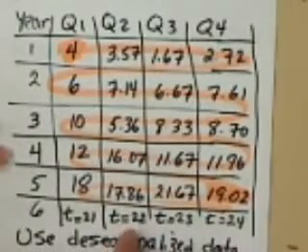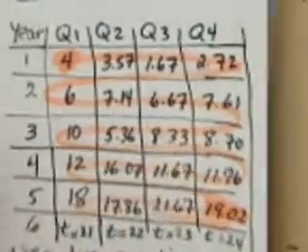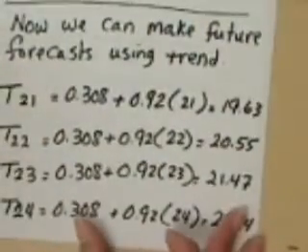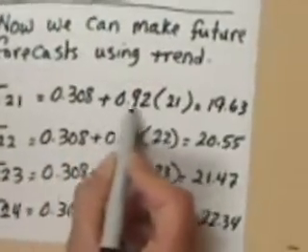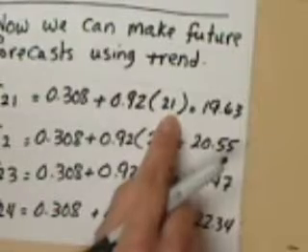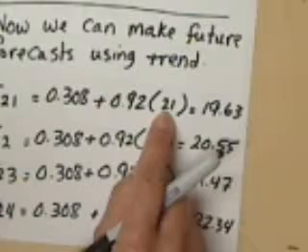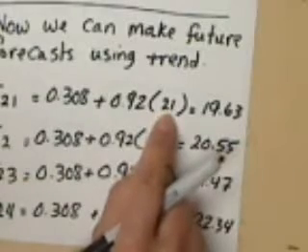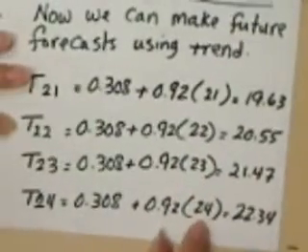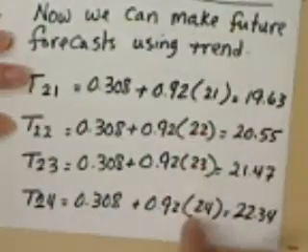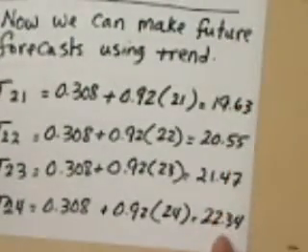This is a common mistake that students make to make a forecast for next year or next time period. So the trend for quarter 21 would be 0.308 plus 0.92 times 21. You would not put 1 in here for quarter 1. You would put 21 because quarter 1 of year 6 is time period 21. And you would plug in 22, 23, and 24 for quarter 2, 3, and 4 forecasts of year 6. We have these values right here.